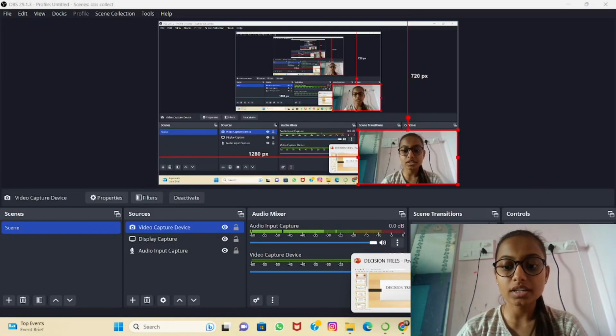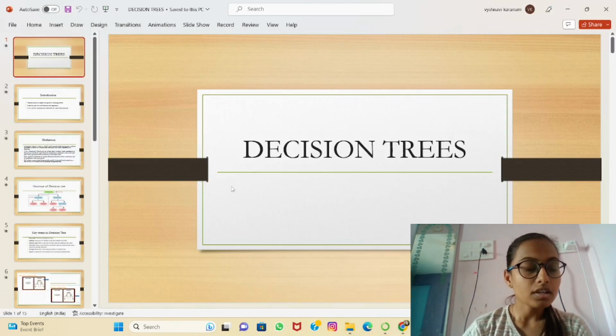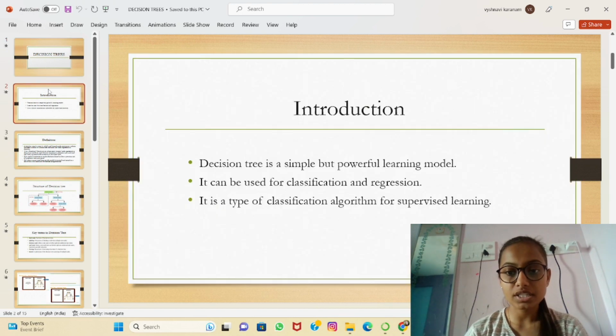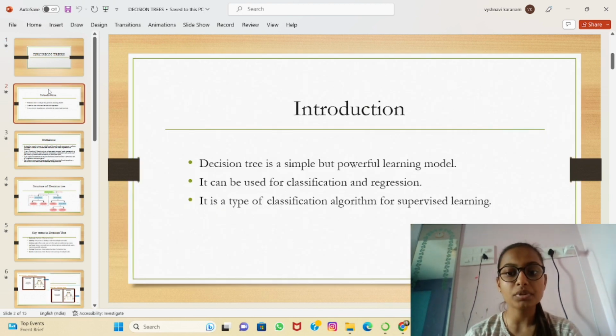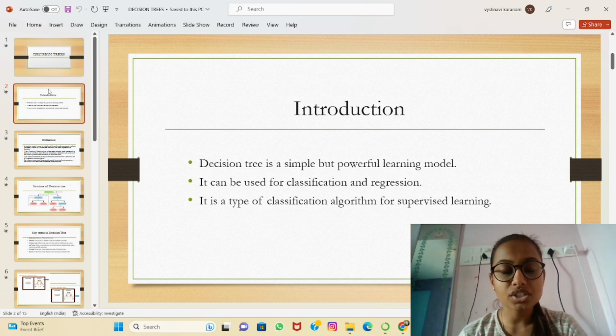My project is credit card fraud detection. I have prepared a PPT on decision trees. First, let me show you that. So, what basically a decision tree is, it is a simple but powerful learning model. It is used for both classification and regression, but mostly it is used for classification.